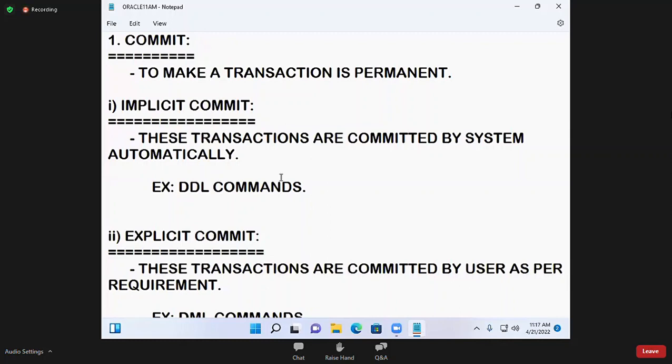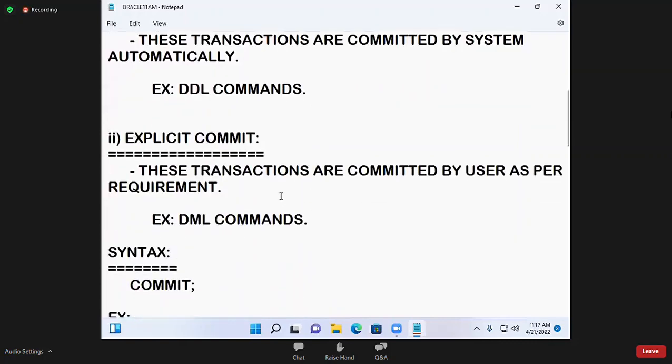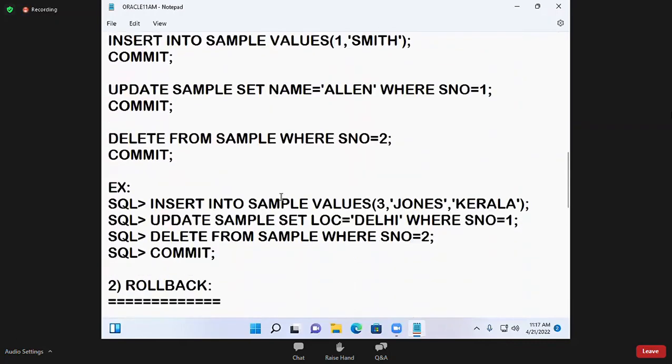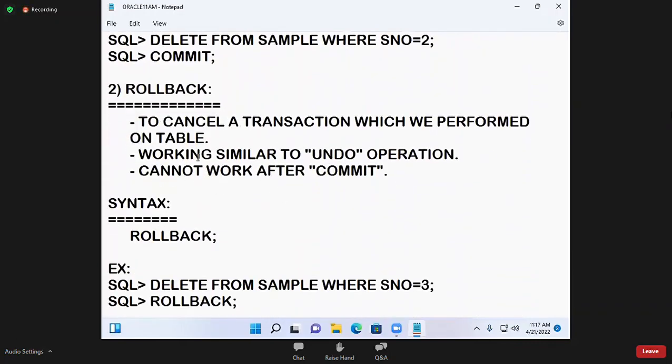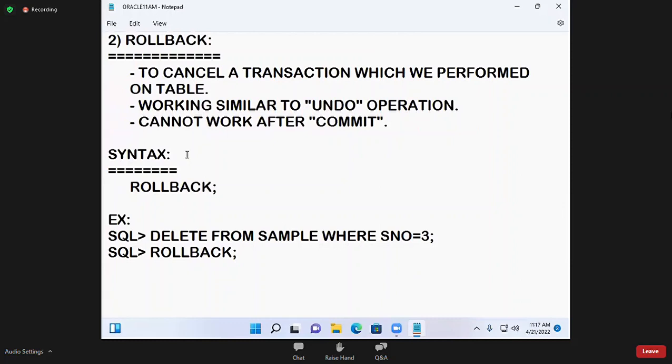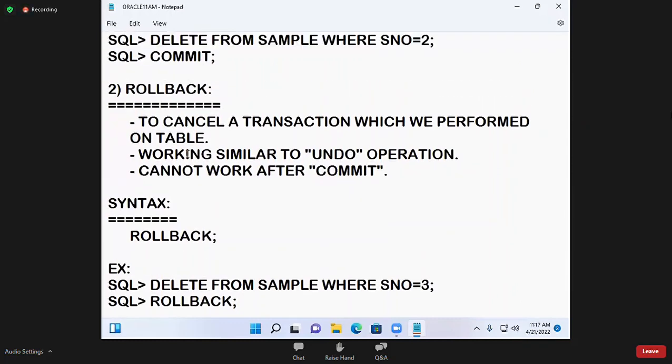Yesterday in TCL language commands, we discussed commit and rollback in the last session. Now, carefully observe these two commands and how they work on any one transaction.